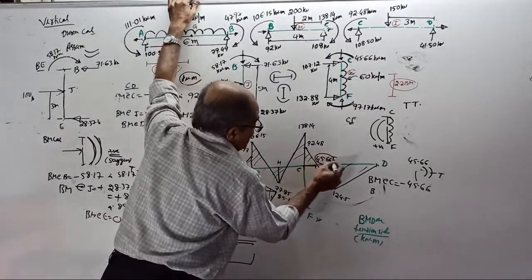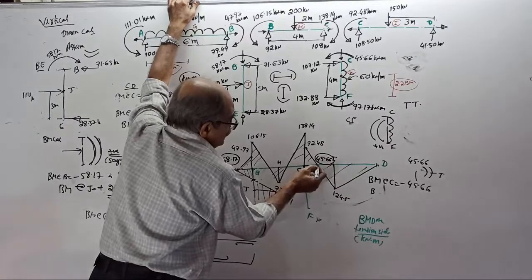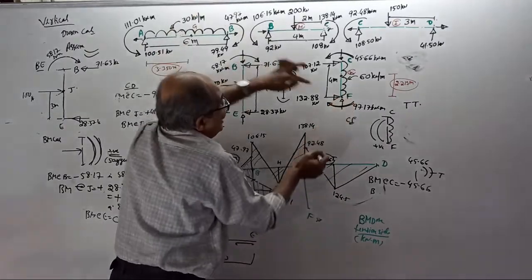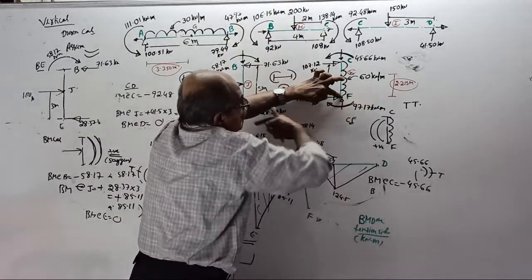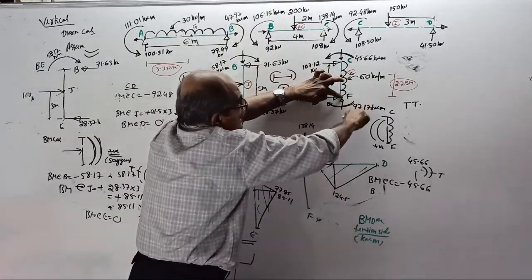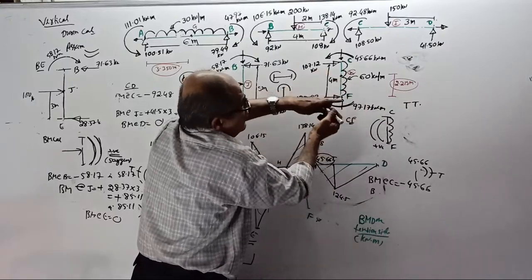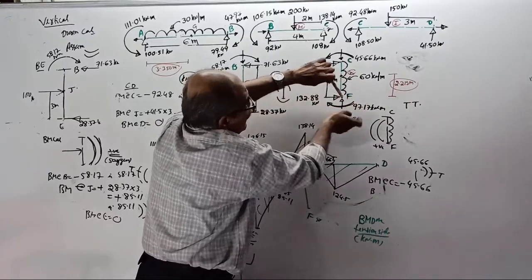45.66. Close your eyes. This value is, see, this is 45.66. Tell me, bending moment at F. Tell me, tension on which side? 97.17. Tension on which side? Look here. Left or right side?